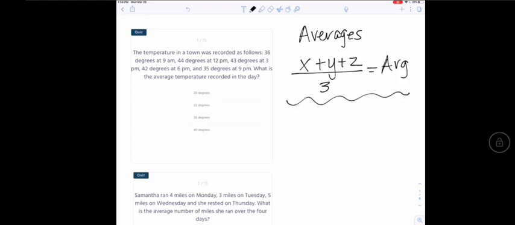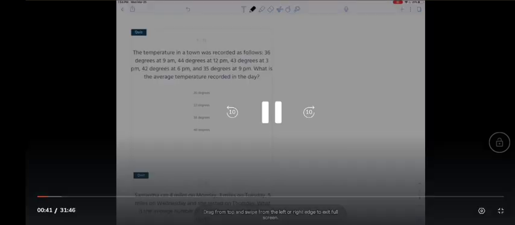You've got to remember this equation here because we're going to use this later on when we're dealing with an unknown and we set it up like an algebra equation, okay? So now that we've covered how to find averages, let's look at how to do these questions.